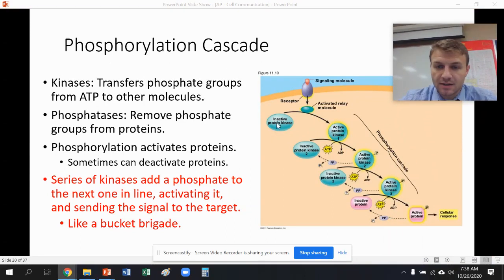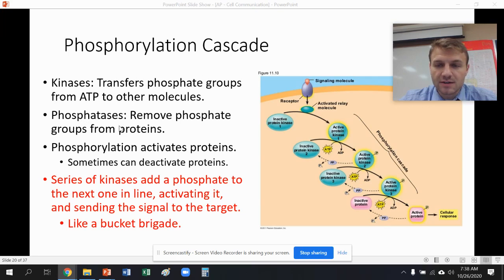You can see with this cascade, we're going to talk about kinases and phosphatases here a little bit. Kinases are molecules, specifically proteins usually, that take a phosphate group from ATP and phosphorylate other proteins. That usually activates or deactivates them. Now, by phosphorylation, I mean just giving it a phosphate group. In this relay, you're going to have one kinase that activates another kinase that activates another kinase, and so on and so forth until we get this cellular response.